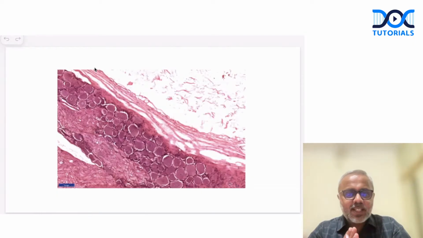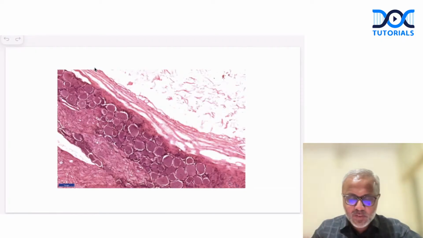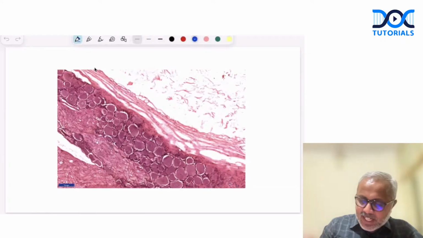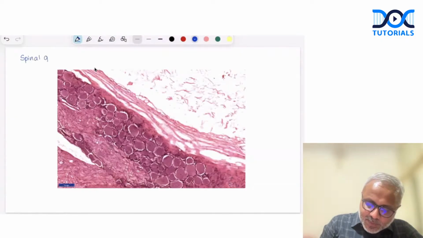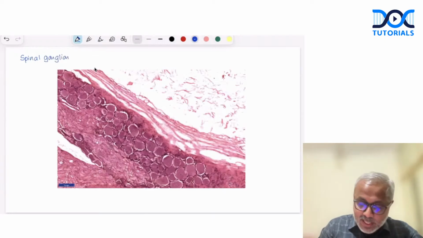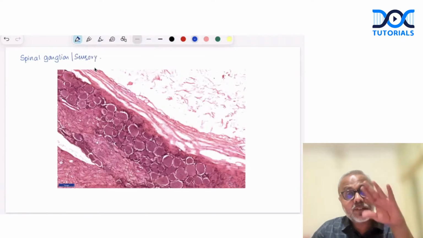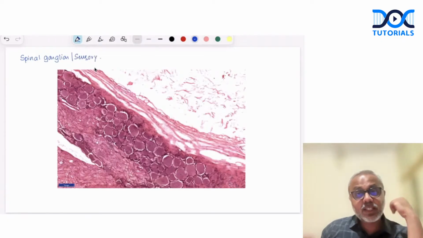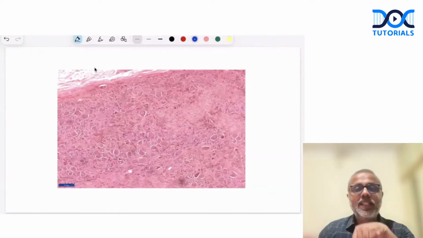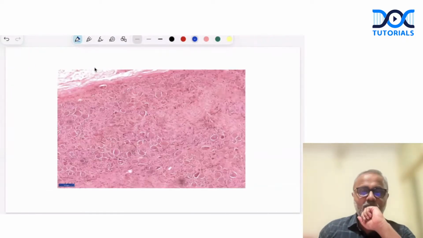This is the slide of spinal ganglion, right? Now, let's try and understand why exactly this is the slide of the spinal ganglion. So first we will write it down. This is the slide of spinal ganglion. And what is the other name for it? We also call this the sensory ganglion. Now, how do we identify this and how do we differentiate the sensory ganglion from this slide, right? We will try to understand.